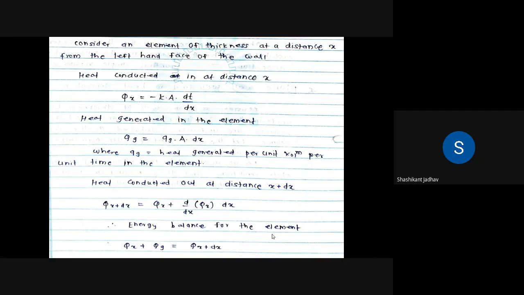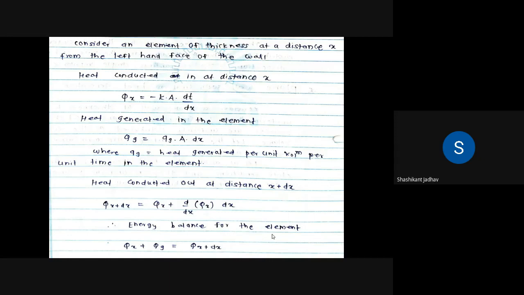Capital qg is equal to small qg into A into dx. In the general heat conduction equation in the Cartesian coordinate system, we have written this equation for qg. Small qg is nothing but heat generated per unit volume. So to calculate the heat generated, we have to multiply qg by the volume. Volume is nothing but area into thickness, so A into dx.